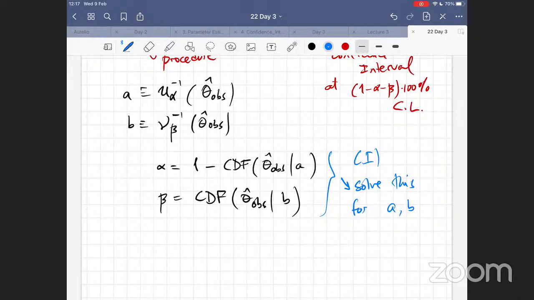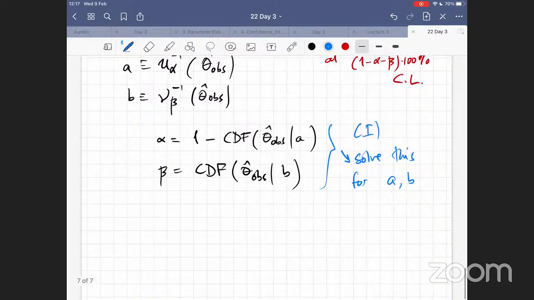So this is the procedure, of course. And of course, you can also have a one-sided interval, like a limit. In this case it would be a limit.